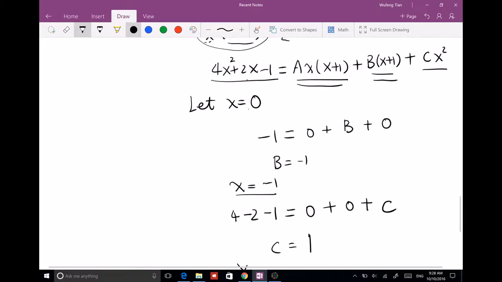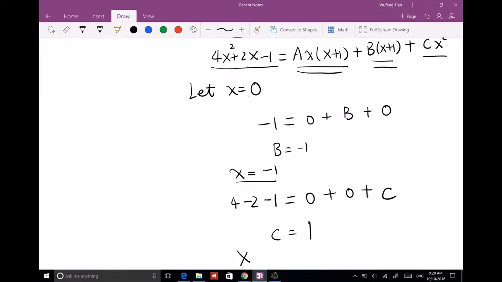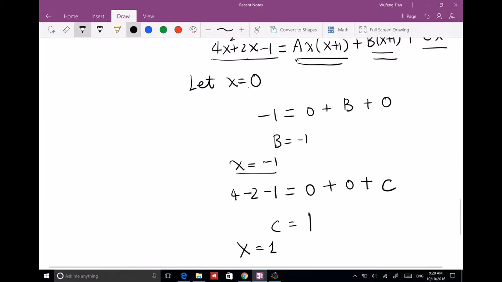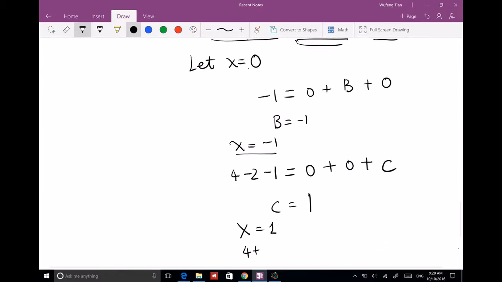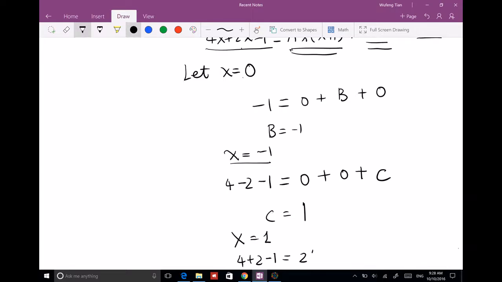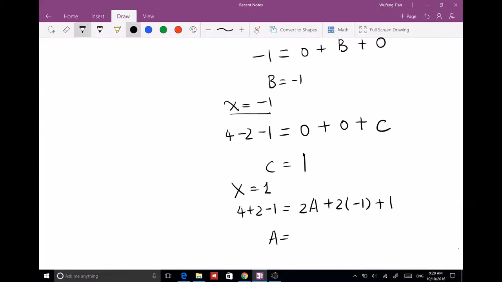I got 0, I got -1. I need to find out a. I don't know what a is. So x equals what? It can be anything, right? That's right. X can be any number. X can be just 1. We just choose 1. So we get 4 plus 2 minus 1 equals 2 times a plus 2 times b, which is -1, plus c times 1 squared, which is c. So it's 1. Okay, I find a equals +3.